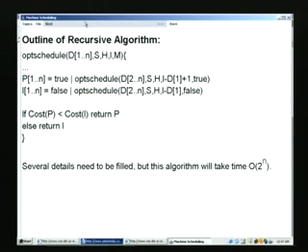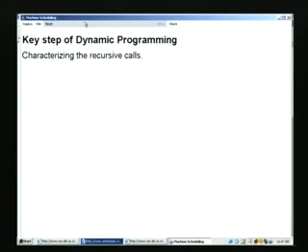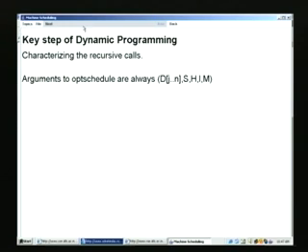Okay, so, the next step in the dynamic programming idea. This step is the key step of dynamic programming, which is characterizing the recursive calls. So, the first observation is that opt schedule is always called using arguments d_j through n, s, h, i, m, where j can be any number. Okay. So, let me just point out why this is.